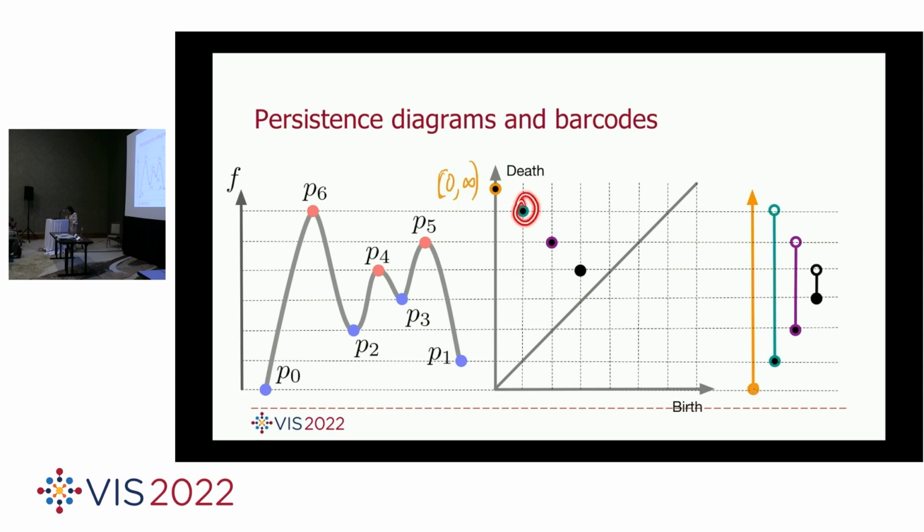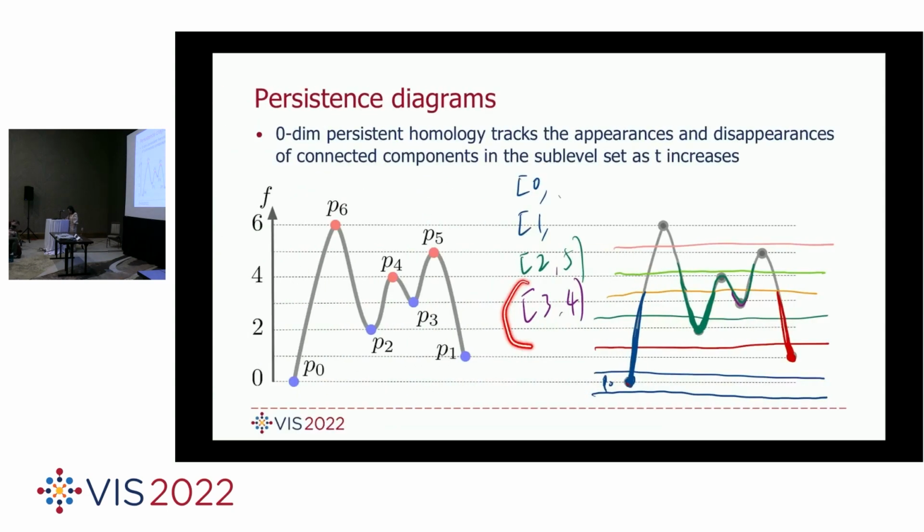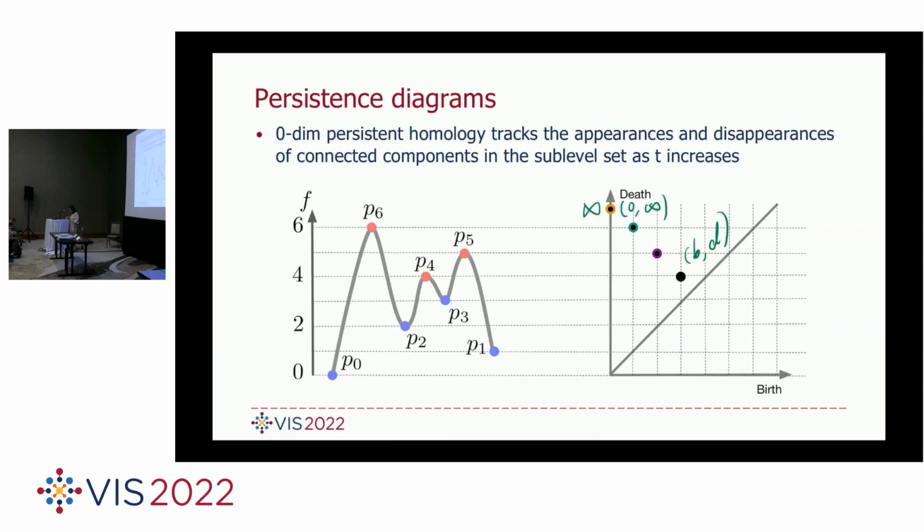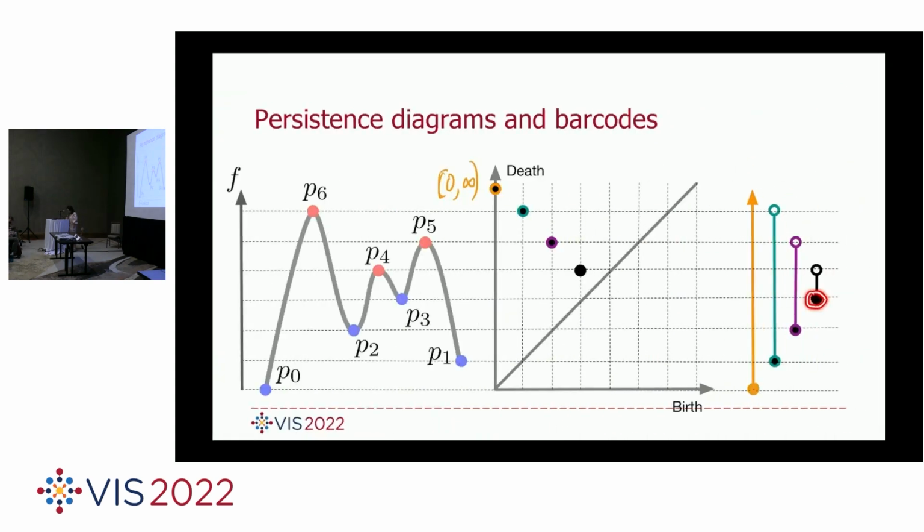If I have a component that is born at time 1 and disappears at time 5, then visualization-wise, I have a bar, which is part of the barcode, that starts at 1 and ends at 5. Similarly, remember, I have a component that is born at 3 and disappears at 4, then I have a line segment or a bar that starts at 3 and ends at 4.